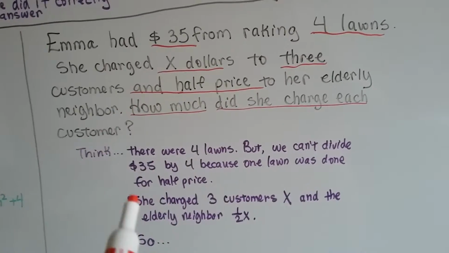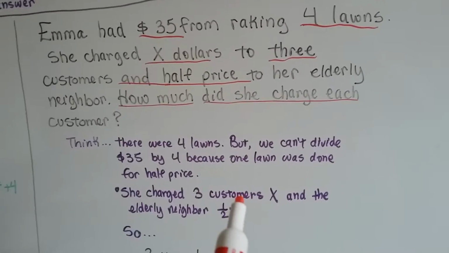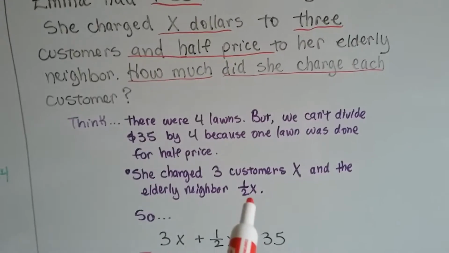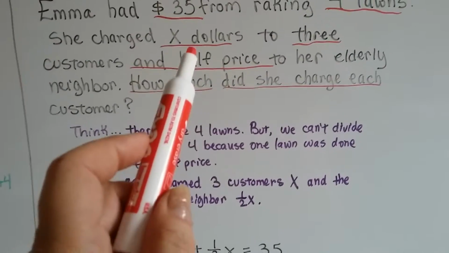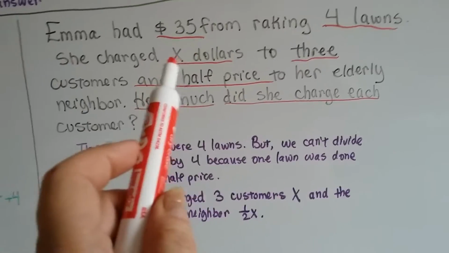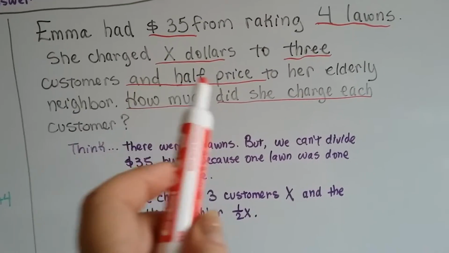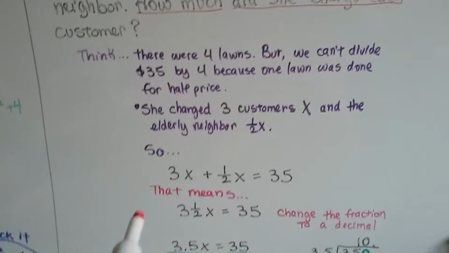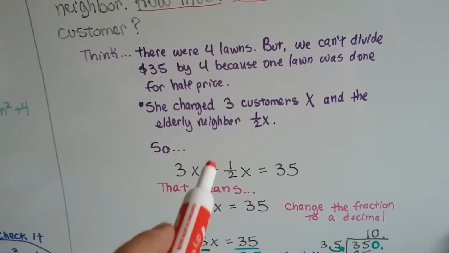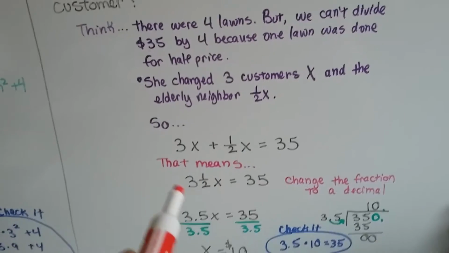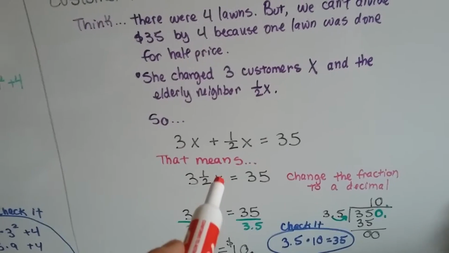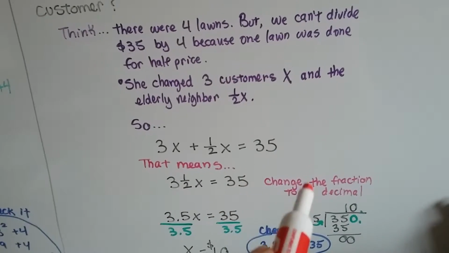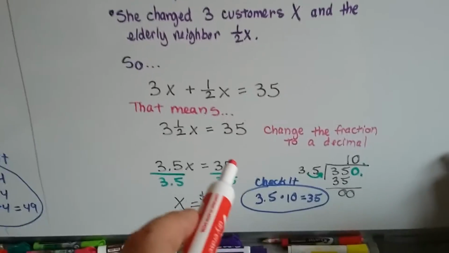See that? So she charged 3 customers X amount and the elderly neighbor half X. Do you see how I got that? They were the full X amounts, and this one half price was half of an X amount. See? So now we have 3X plus a half X. That means we have 3.5 X. And that equals 35. So let's change the fraction to a decimal to make our lives easier.